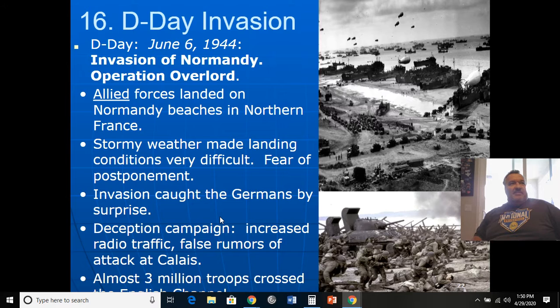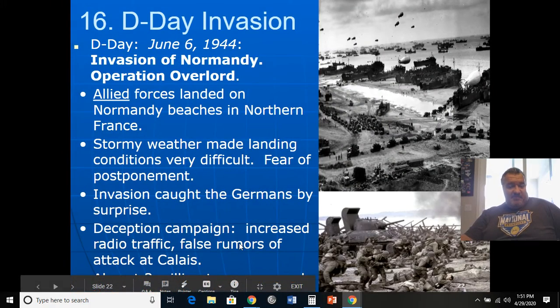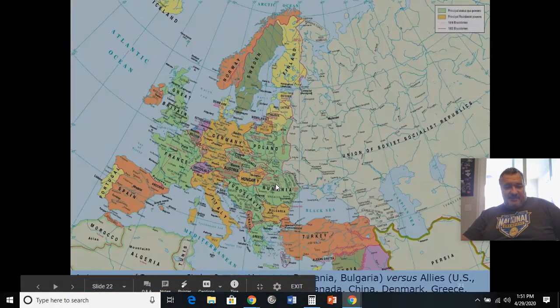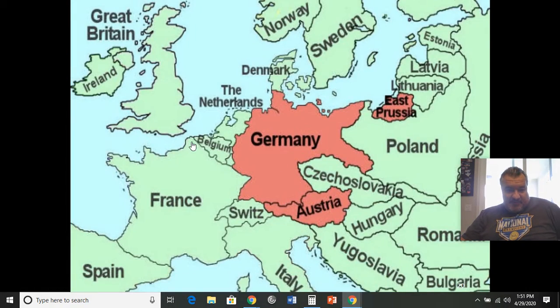for every night for days on end, the Allies would ramp up the radio traffic. Why? Because when the radio traffic goes up, it was often a precursor to invasion. But they did this so often, it felt like crying wolf. So when they actually increased the radio traffic to invade, it wasn't so noticeable. In addition, there's a false rumor that there's going to be an attack at Calais. You look at these maps. Calais is kind of right here, I believe. Normandy is like right here, I think. I think Normandy is right there.